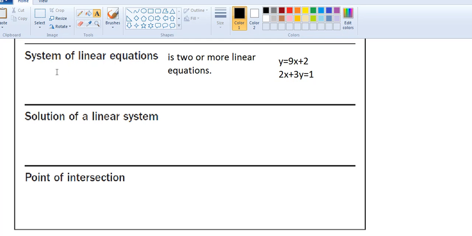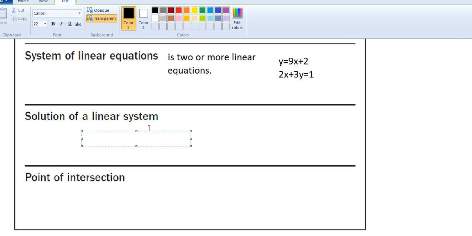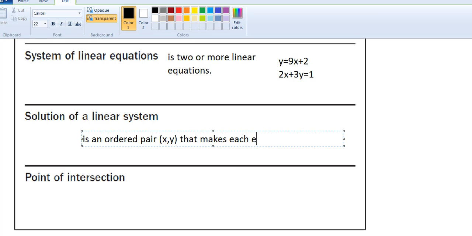Now the solution of a linear system, and we're really going to be focusing on using two separate equations, is going to look like this. The solution of a linear system is an ordered pair, and that might look something like xy. Usually that's how we write it. So it's going to be an ordered pair that goes in this form, x comma y, that makes each equation true. So write that down.